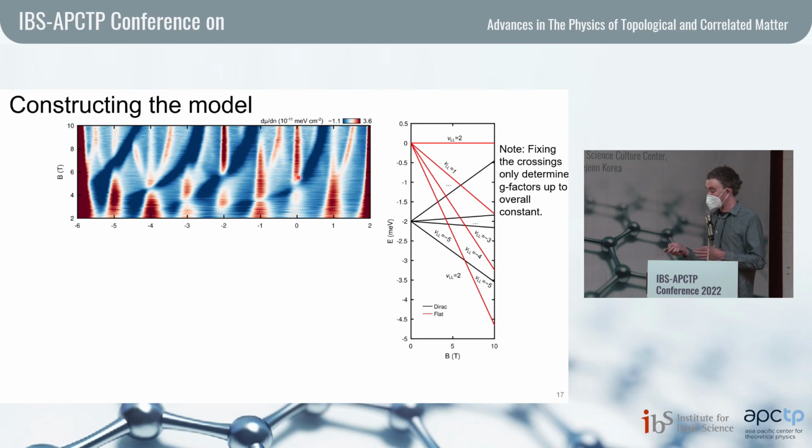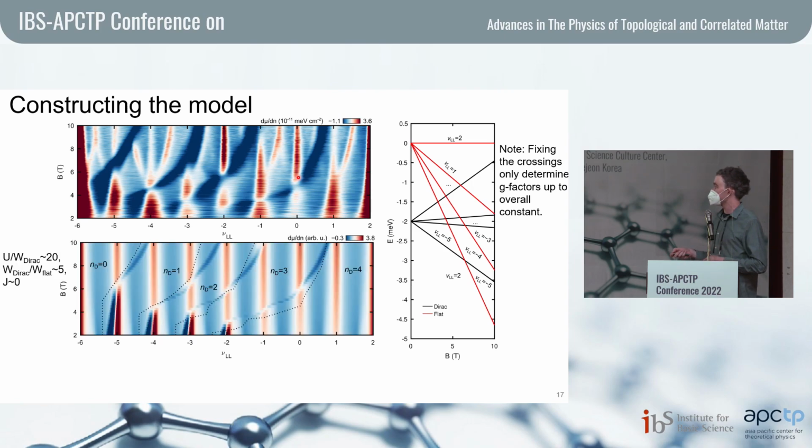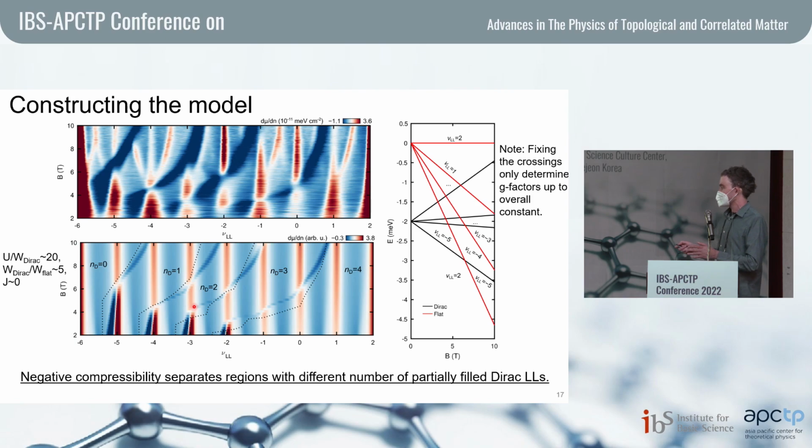And then if we add interactions via the prescription I mentioned, we can simulate this system and observe negative compressibility using some rather reasonable parameters. So the bottom line here is that, just to summarize, these negative compressibility regions correspond to phase boundaries with fixed number of partially filled Dirac-Landau levels. So when I've crossed the first boundary, I'm going from a situation with 0 partially filled Dirac-Landau levels to 1, and then to 2, and so on.